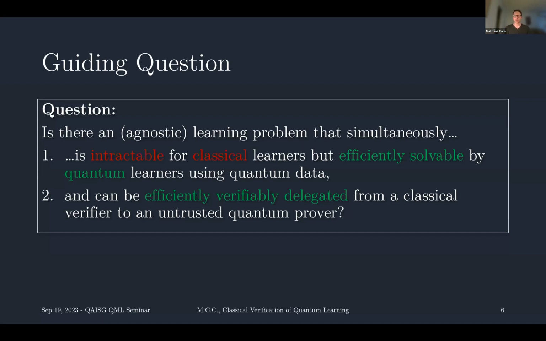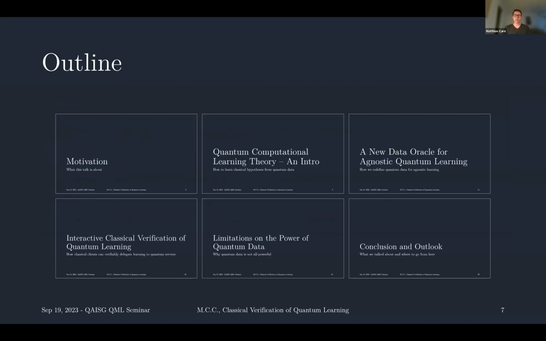And in the end, I'll hopefully convince you that we have such a problem, showing that quantum machine learning advantages can be reliably accessed through delegation. The way I want to get there is I first want to tell you a bit about quantum computational learning theory, which is the framework that I'm going to use for the talk. And then I'll tell you about a new quantum data oracle that we had to introduce to make things work.